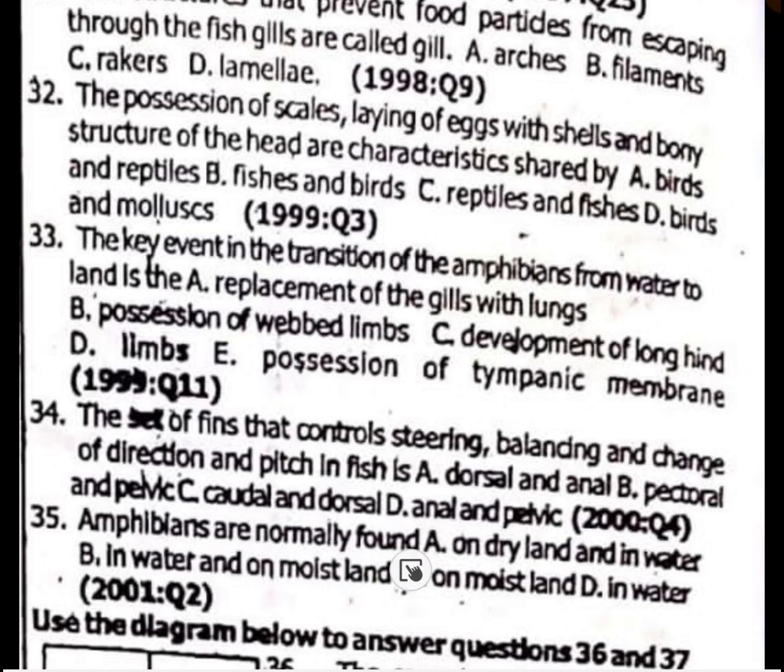35. Amphibians are normally found on. First, I would like you to jot this down. Toads are mostly found on the land, while frogs are in the water.